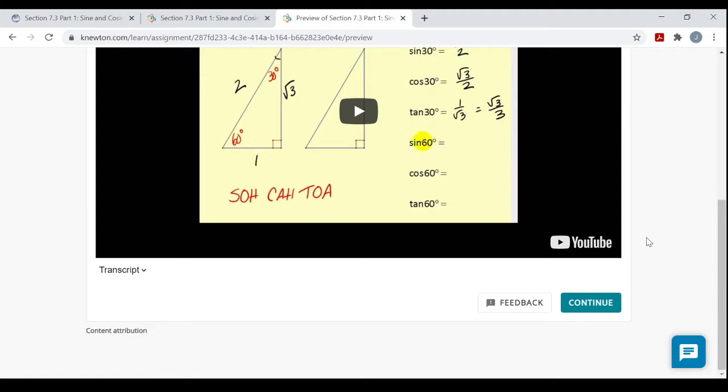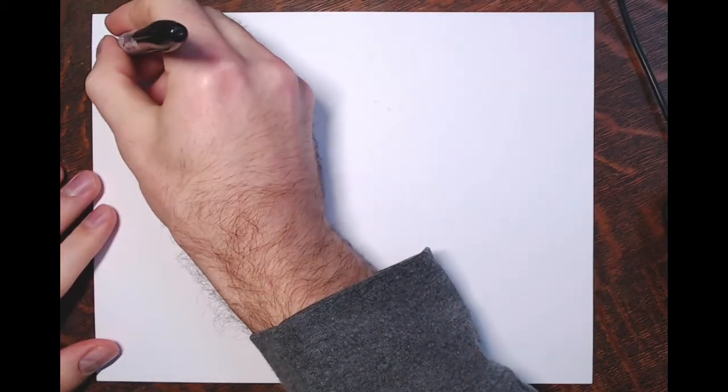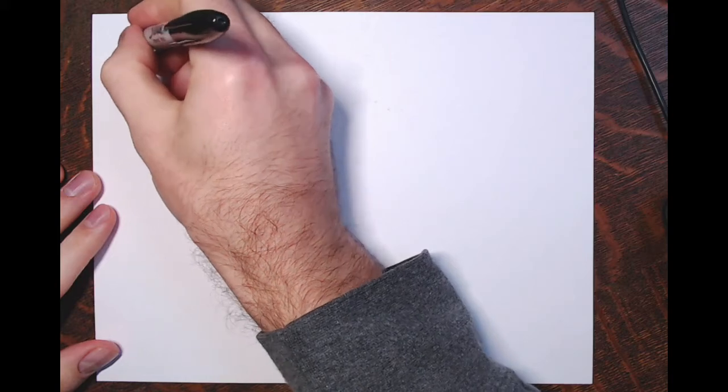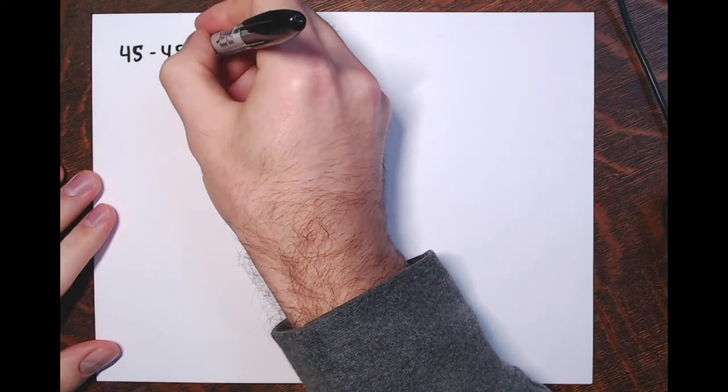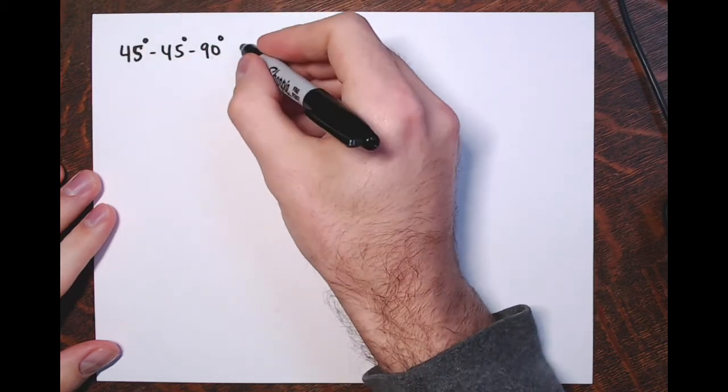So you've got this video. Now I'm going to go to a paper here, and we'll talk about these different kinds of special triangles and how they develop, how we can develop an understanding of how to find the sine and cosine of these particular angles. Alright, so I'm starting here. We'll start with a 45, 45, 90. And this is all degrees. A 45, 45, 90 right triangle.